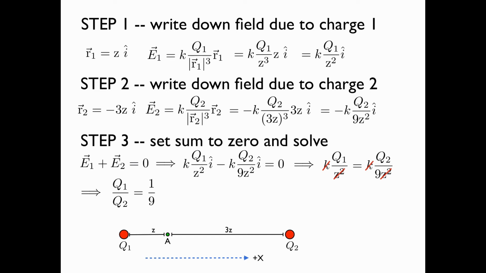Notice that we expect this ratio to be less than 1 simply because charge q1 is closer to A than charge q2. So in order for the field due to q2 to be equal to the field due to q1, it has to be a higher charge because it's a farther distance away. And in this case, the ratio of the distances is 1/3, but because electric field dies off as 1 over r squared, the ratio of the charges must be 1 over 9 in order for the electric field to be precisely 0 at point A.